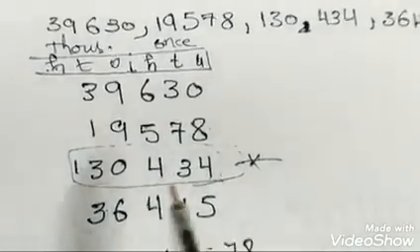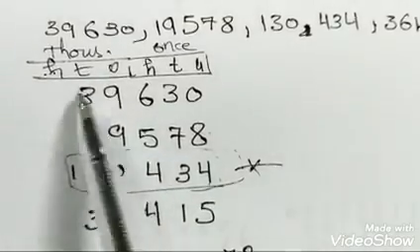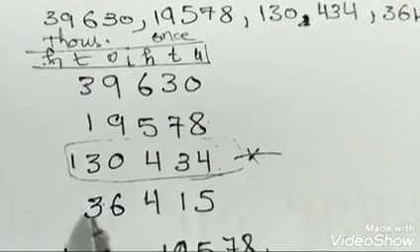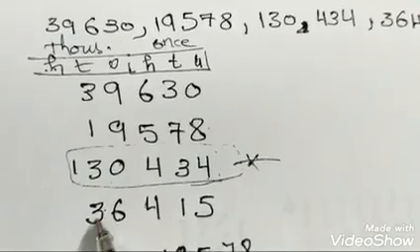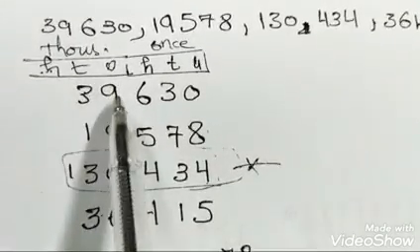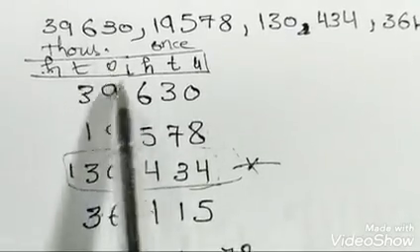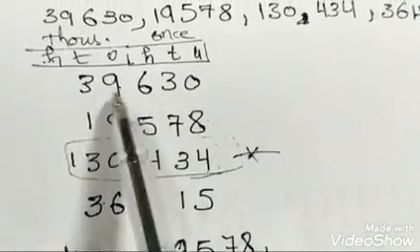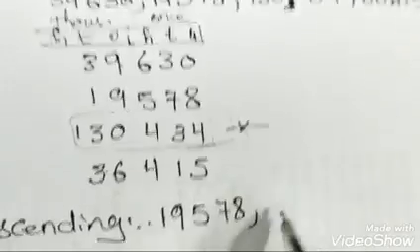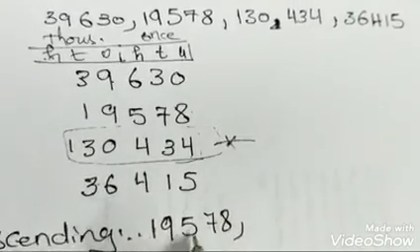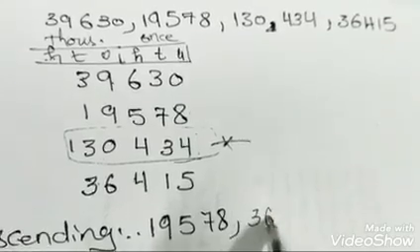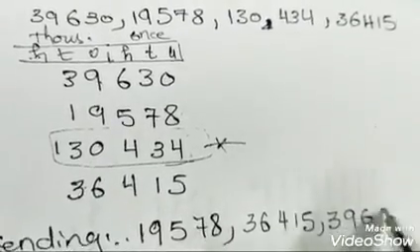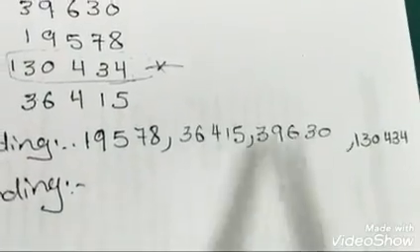Now I have two numbers with the same digit in the same place value. This is 30,000 and this is 30,000. So I will have a look at the digit to the right side. I have here 9 and here 6. So 6 is smaller than 9, so it will be arranged like this: 19,578 first, then 36,450, then 39,630.